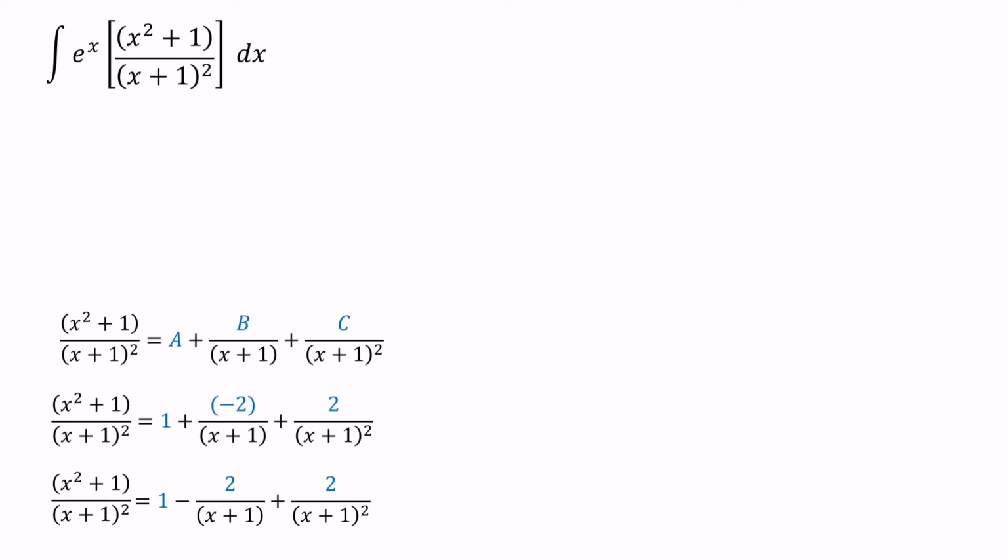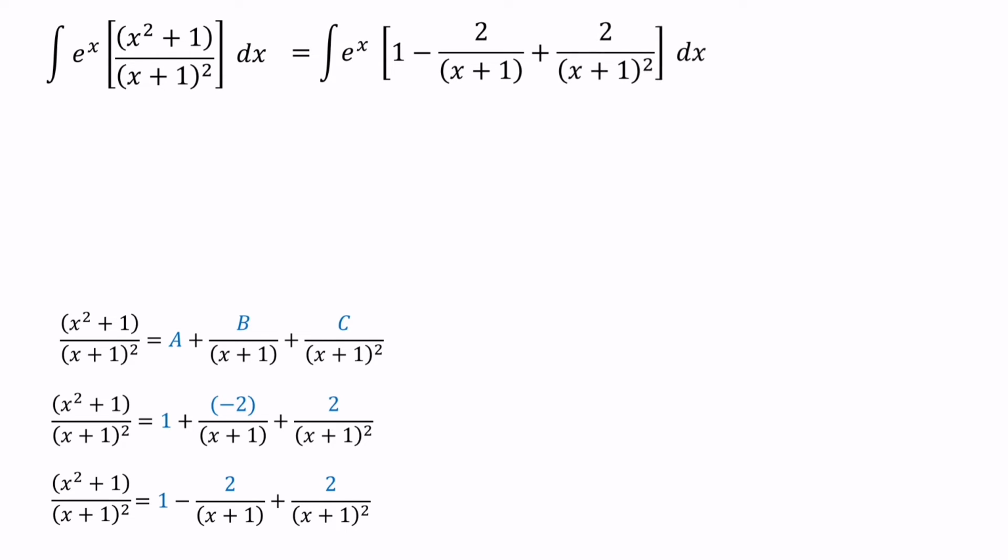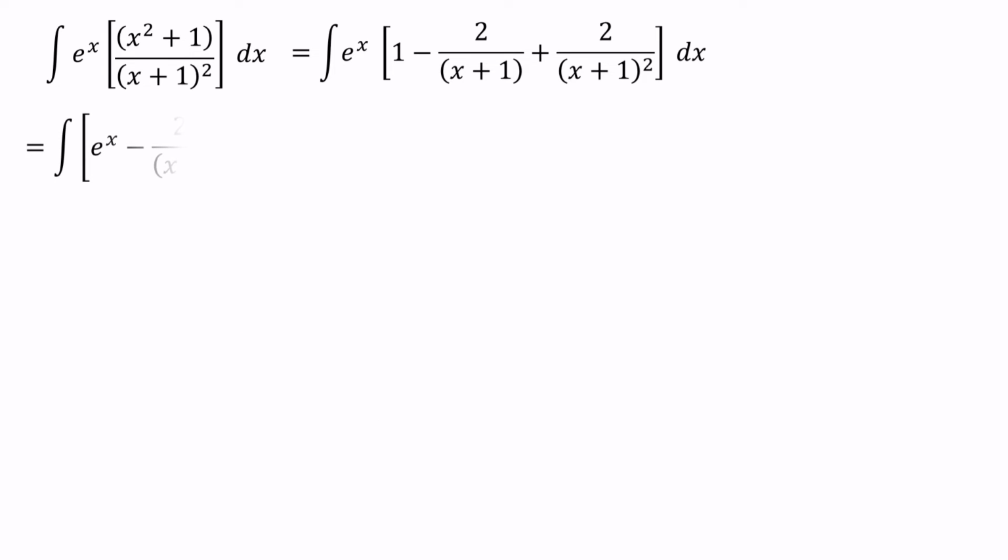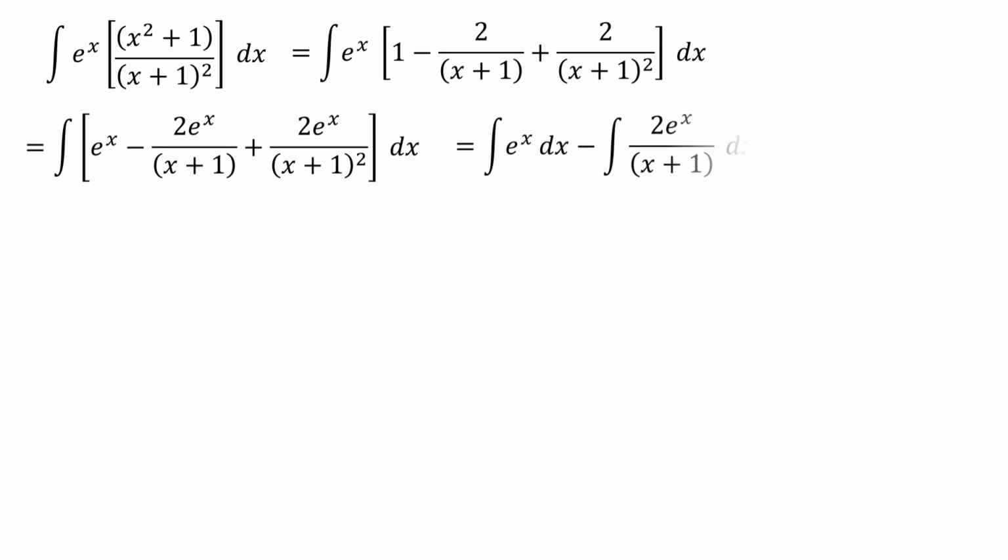Let's move to the integration part. Instead of (x squared plus 1) over (x plus 1) perfect square, we can write the partial fractions. After that, we can remove the bracket. First one, e to the power of x into 1, second one, minus 2 into e to the power of x over x plus 1, third one, plus 2 into e to the power of x over x plus 1 perfect square. After that, we can consider the integration sign separately.